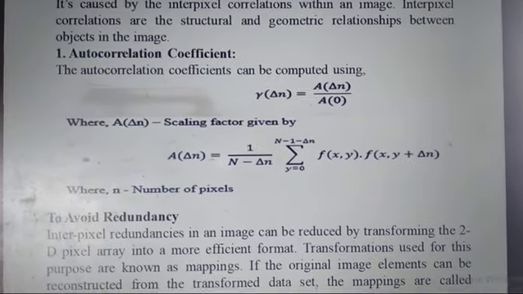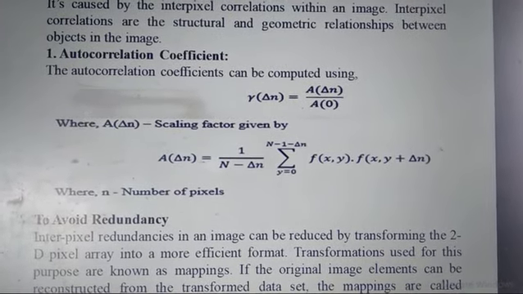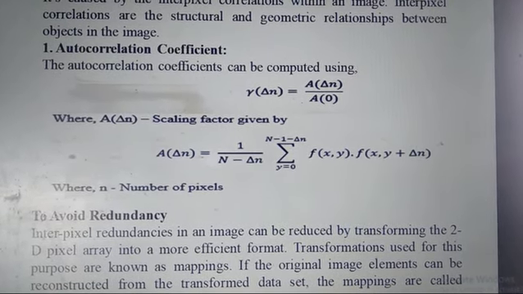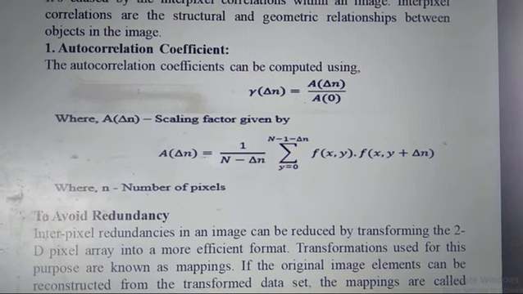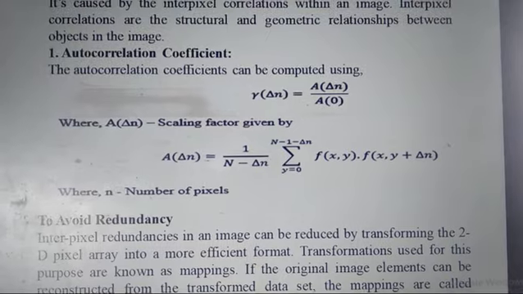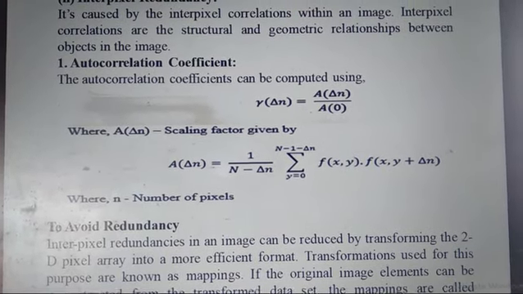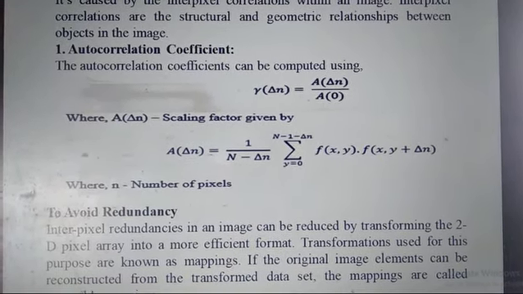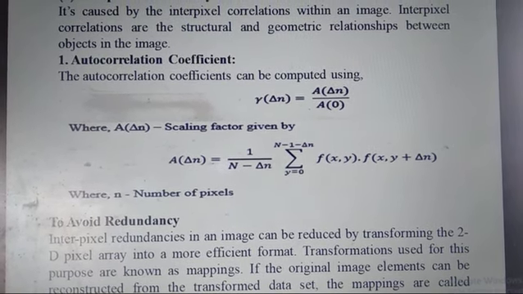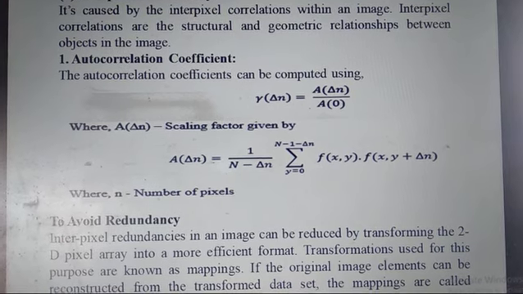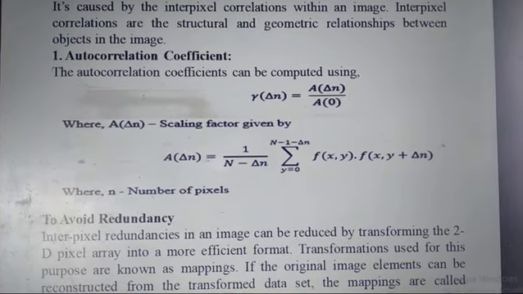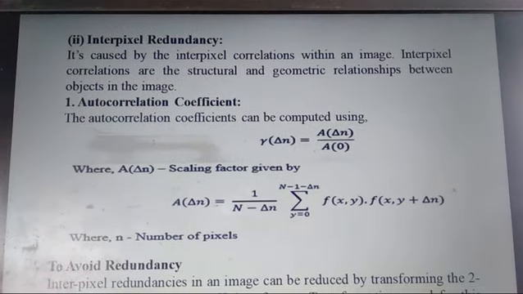The autocorrelation coefficient is computed using gamma of delta n equal to A of delta n divided by A of the initial value, that is A of 0. Here A of delta n is the scaling factor, given by 1 upon capital N minus delta n, summation from y equals 0 to N minus 1 minus delta n, of f of x y into f of x y plus delta n, where N is again the number of pixels.